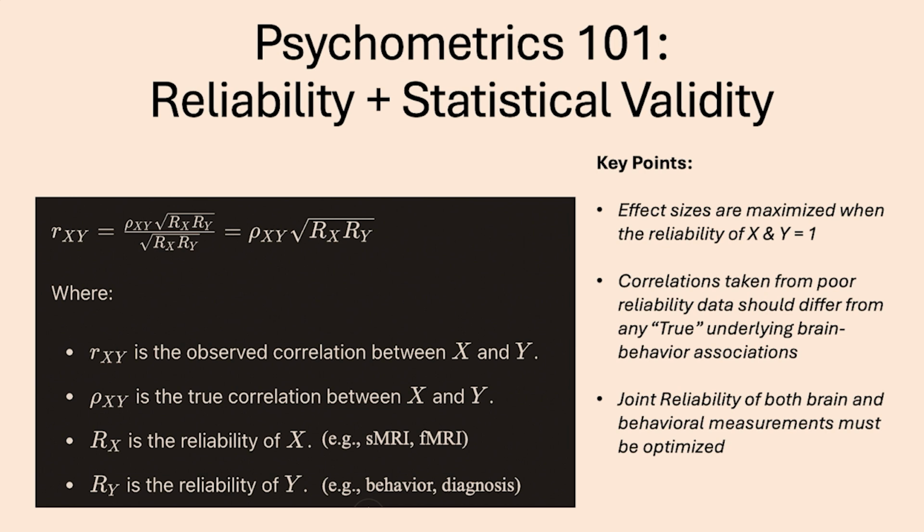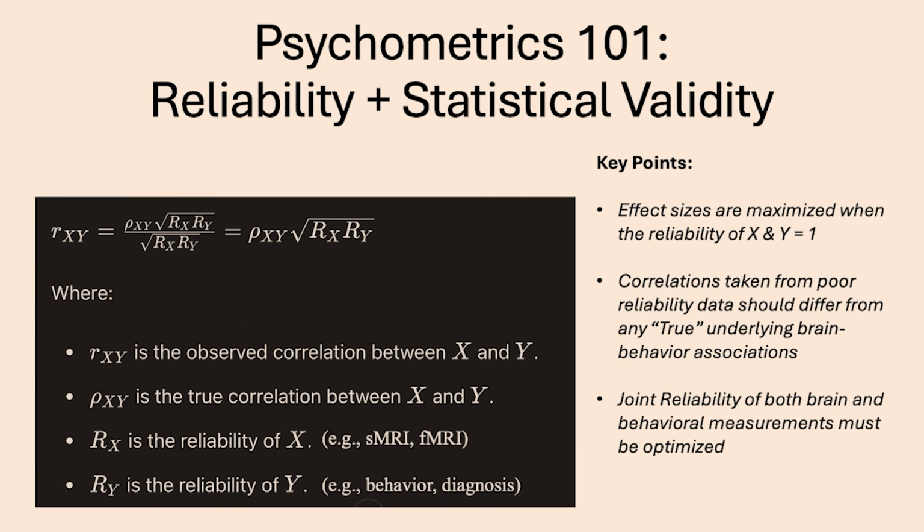The observed correlation that you see in your study is a function of the population correlation between X and Y and the square root of the reliability of X times the reliability of Y. This is joint reliability, and that's what I'm going to talk about today.